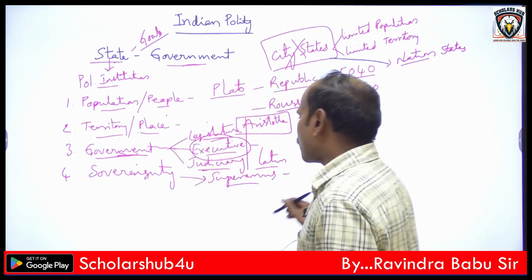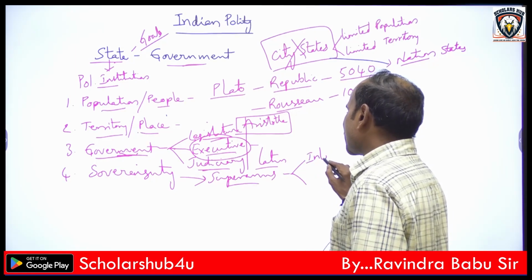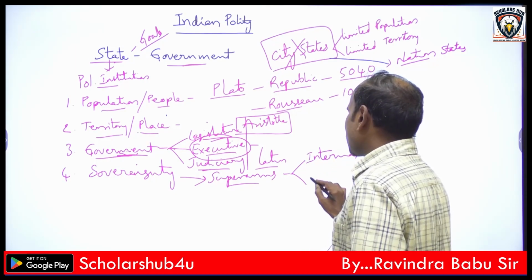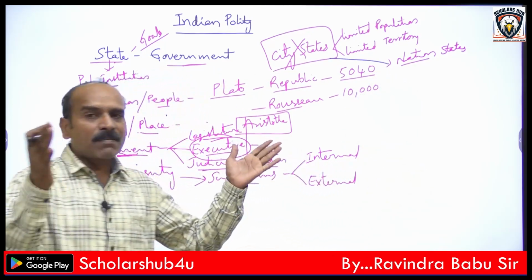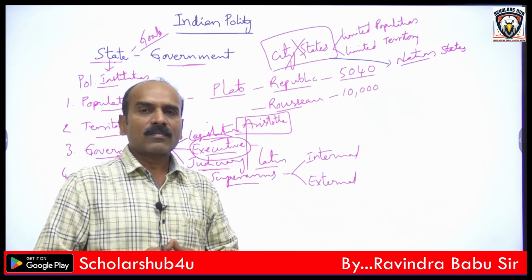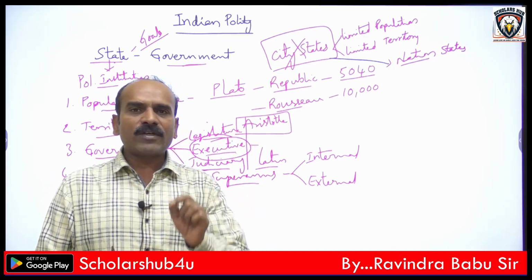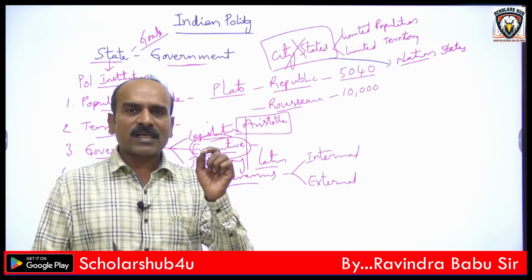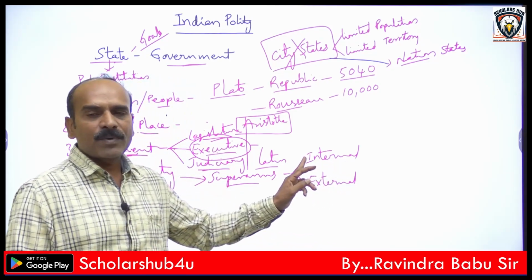This supreme power is divided into two types. The first one is internal sovereignty, and the second one, external sovereignty. Internal sovereignty means within the boundaries of the country. So, all the individuals and all the institutions must accept this supreme power.